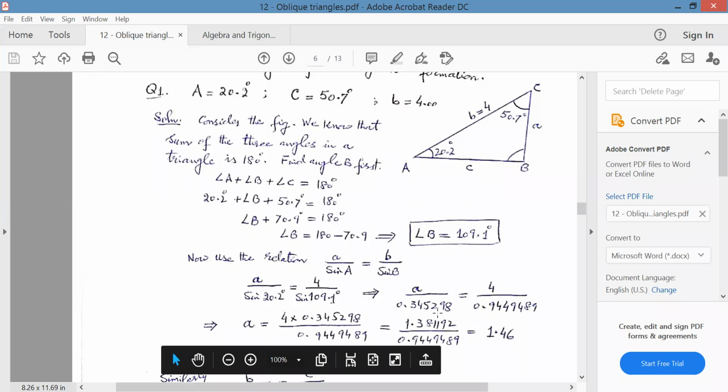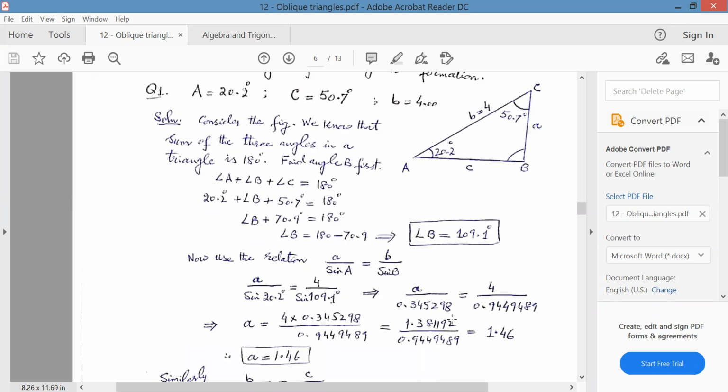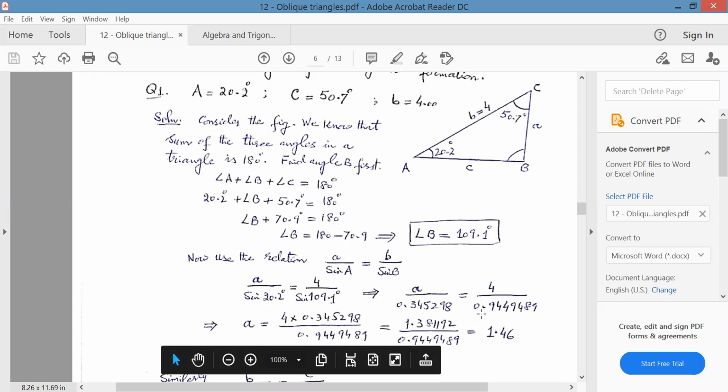Okay, sine 20.2 is 0.345298. You see, I am taking the maximum value after the decimal just to get my answer accurately. अगर आप यही इसको राउंड ऑफ कर देंगे और थोड़ा सा दो वैल्यूज लेंगे तो दो वैल्यू से आंसर सही नहीं आएगा. Okay, take as many values as you are getting from the calculator, and in the end you then round it off. The value of sine 109.1 degrees is this much.